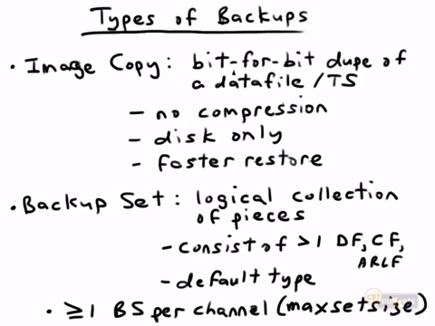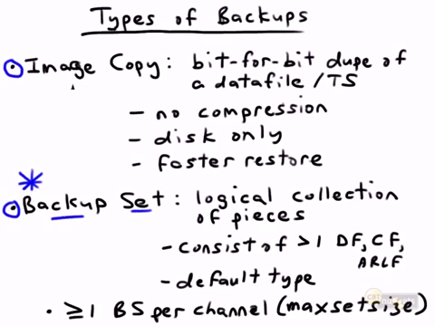Types of backup. Some of this is a little bit of a rehashing of what we've covered earlier in the course. We need to understand that there's 2 main types of backups in Oracle RMAN. There's the image copy and the backup set. The backup set is the default backup type in RMAN and is really the preferred way to go.